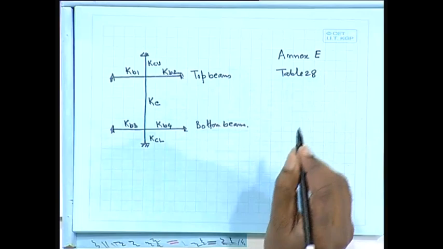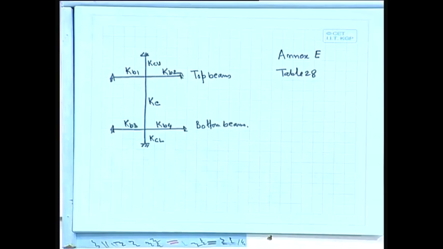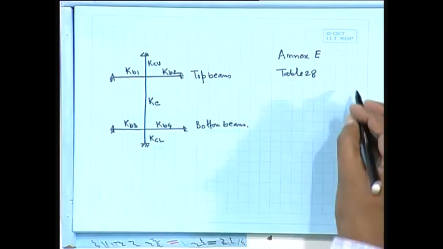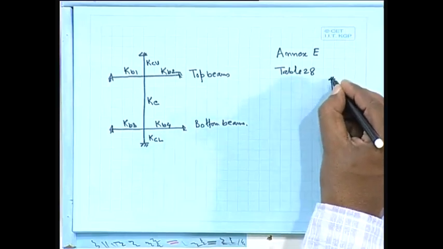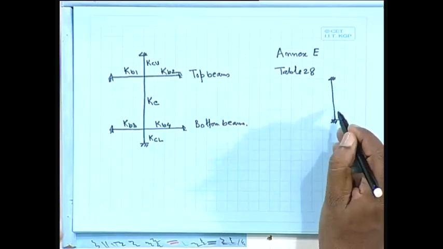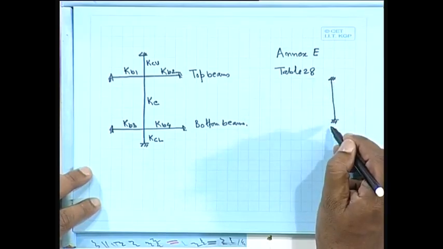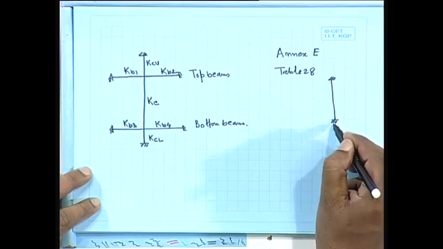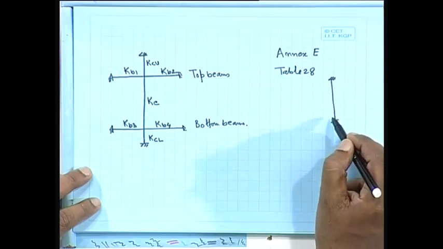If you remember Table 28, there are 7 cases. Just to remind you, one of the cases is effectively held in position and restrained against rotation at both ends, that means at the top as well as at the bottom. For this case, the effective length theoretically is 0.5 L, but here the code says that you take it as 0.65 L.